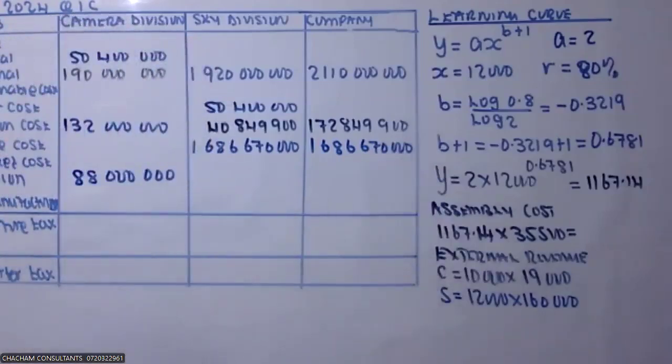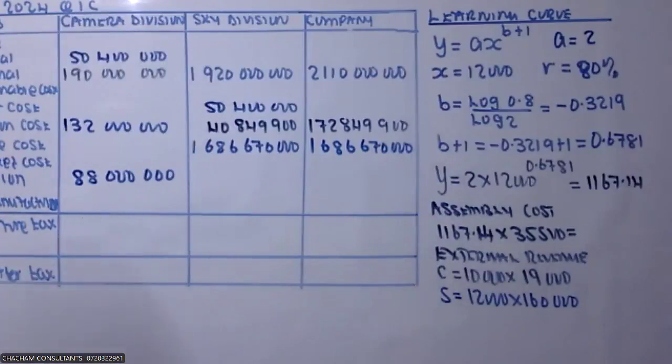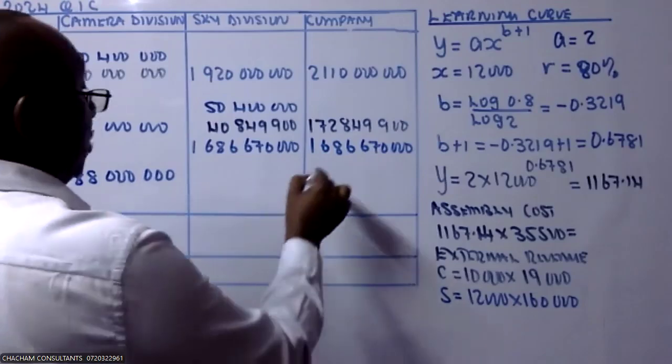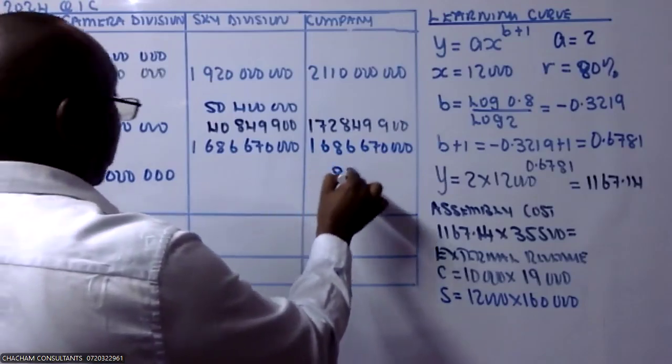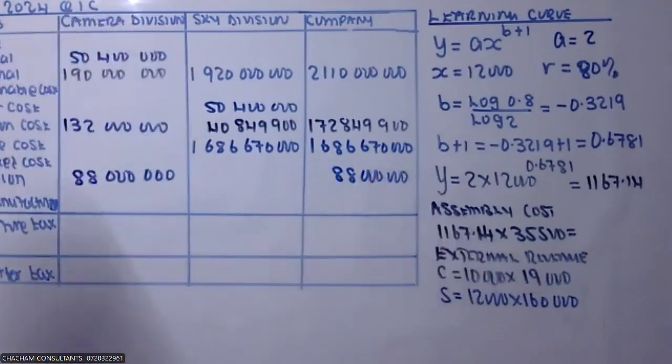Then for the fixed costs, this one is only appearing in camera and should therefore find its way in the company, 88 million. The non-manufacturing, 10,560.